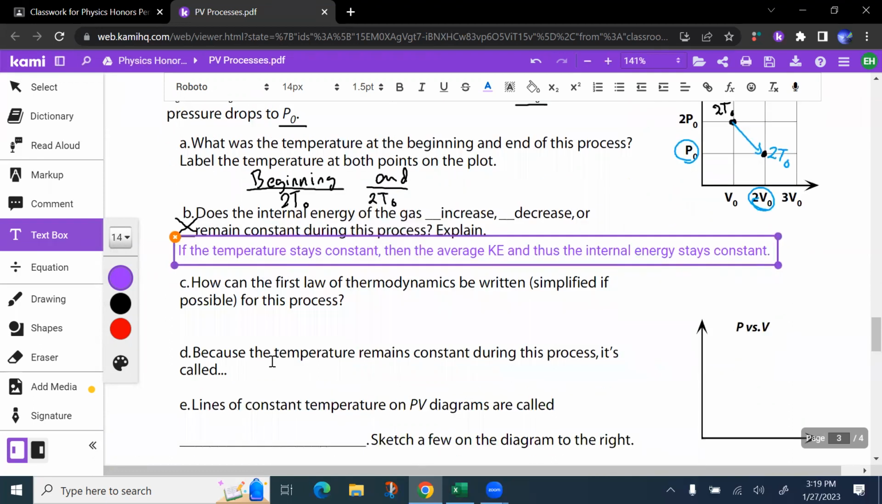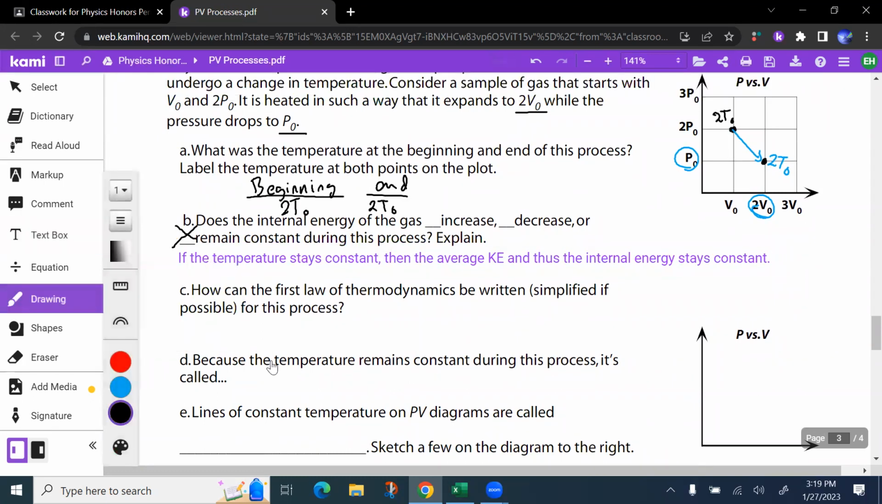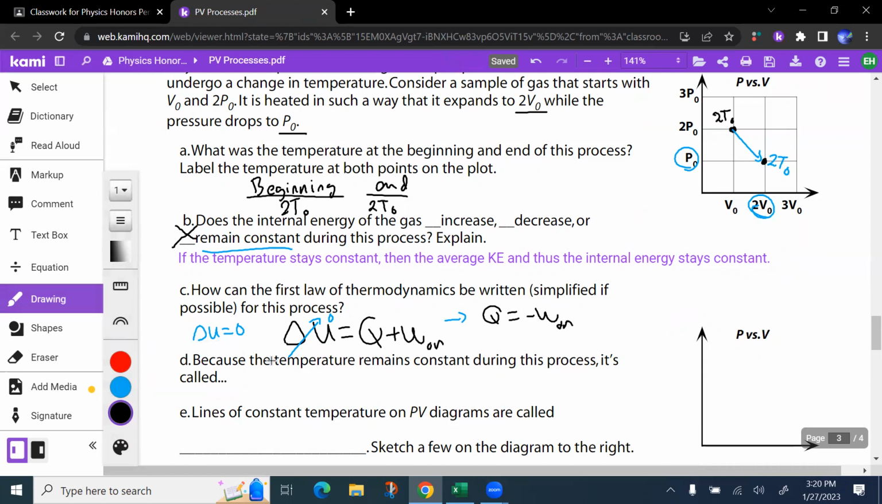Now, how can the first law be written to simplify this process? Well, it can be written as delta U equals Q plus the work done on the gas, but delta U is 0. To say that delta U remains constant means the change in internal energy is zero. So this is how it gets rewritten: Q is equal to the negative of the work done on the gas, or Q is equal to the positive of the work done by the gas.